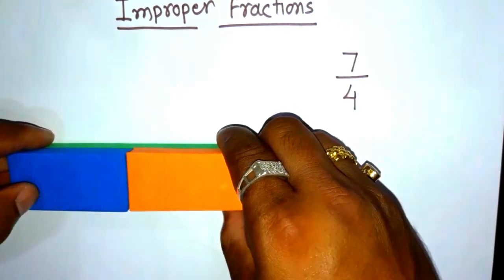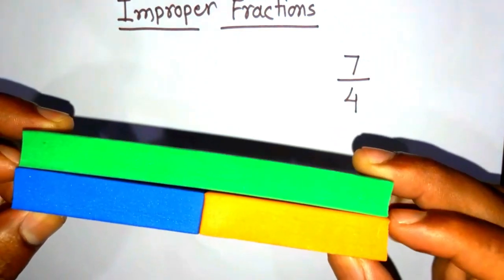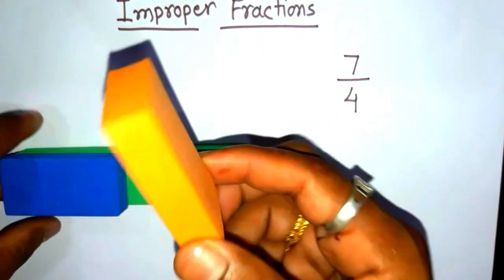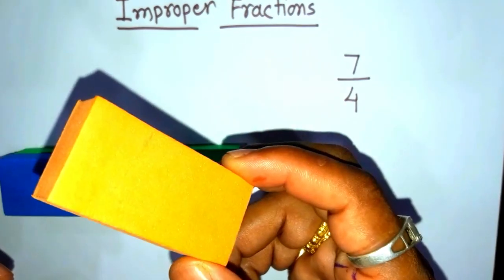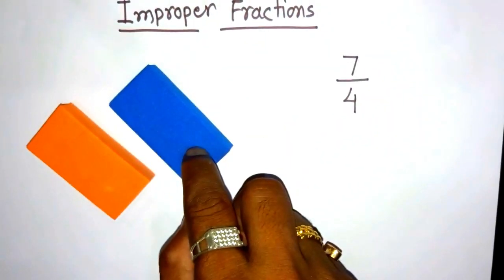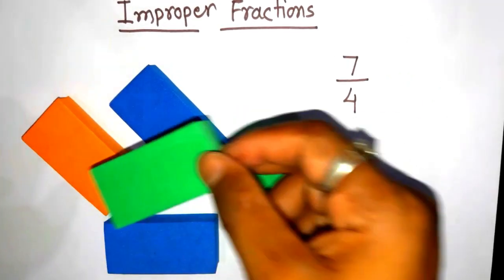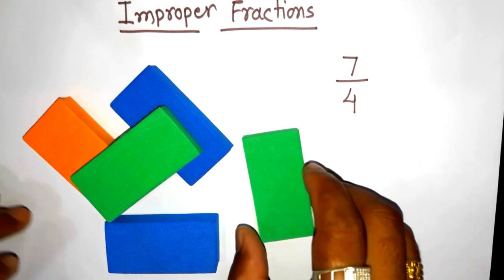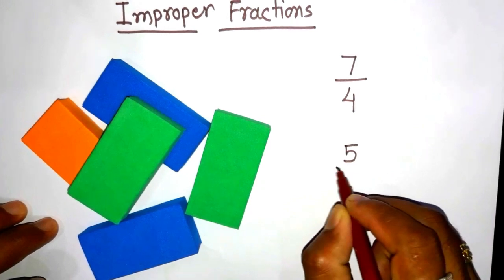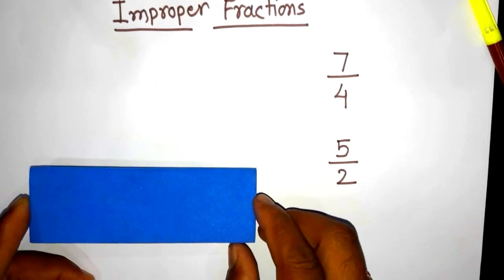Now if you can observe, the whole rectangular sheet is now divided into 2 equal parts. So this part can be considered like half. Okay, so this is 1 half, this is 2 halves, this is 3 halves, this is 4 halves, this is 5 halves. So in this way these 5 halves can be written like this: 5/2.